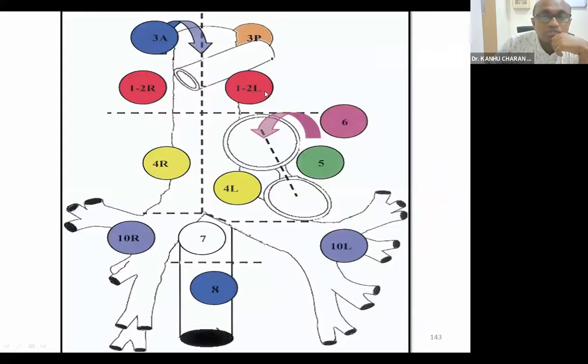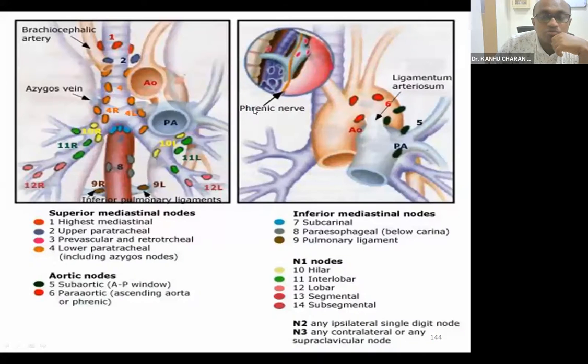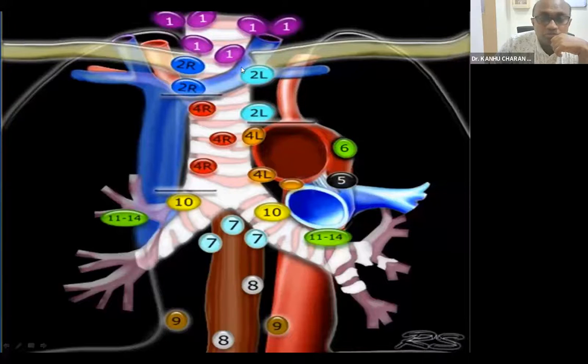You can see these are the lymph nodes. I don't want to go into very early detail. This is the supraclavicular, 2 is the upper paratracheal, 4 is the lower paratracheal, 5 is the aortobronchial group of lymph nodes, 6 is the para-aortic nodes, 7 is the subcarinal, 8 is the paraesophageal, 9 is the pulmonary group of lymph nodes, 10th to 14th is the hilar group of lymph nodes.